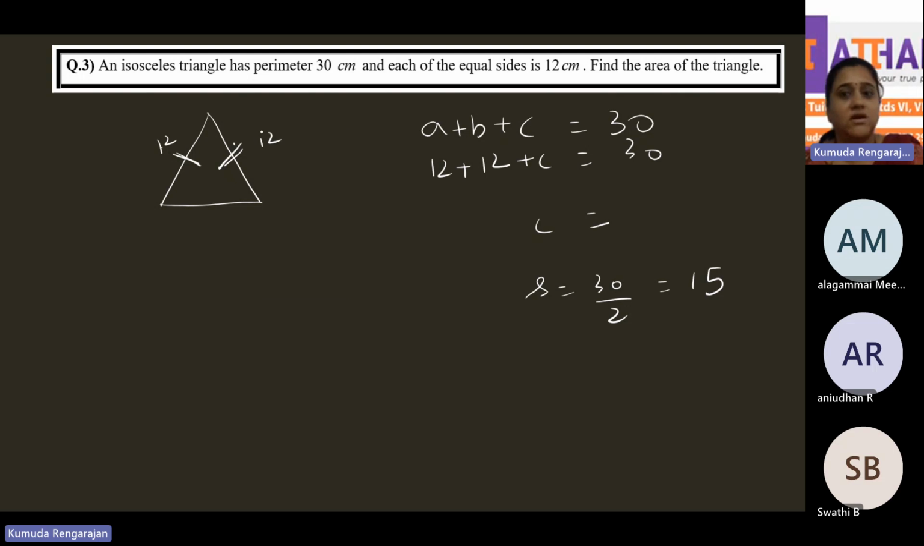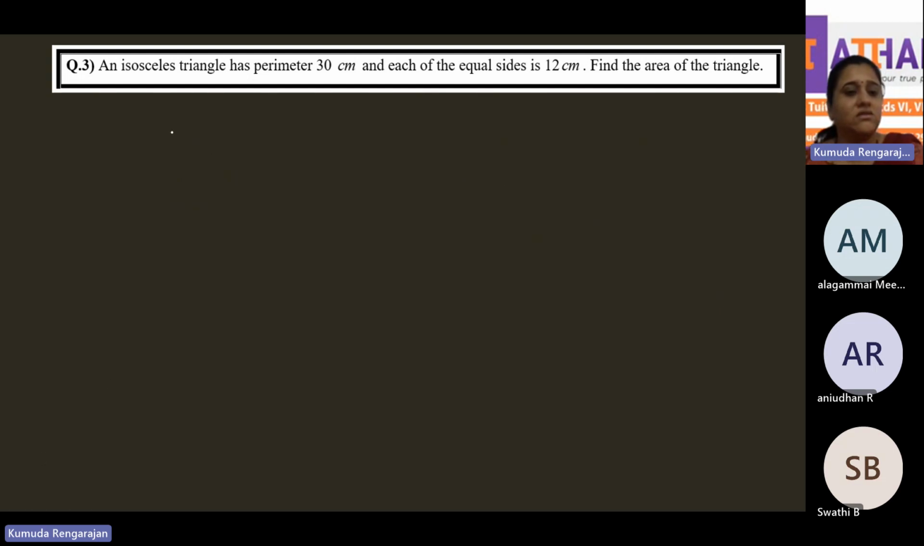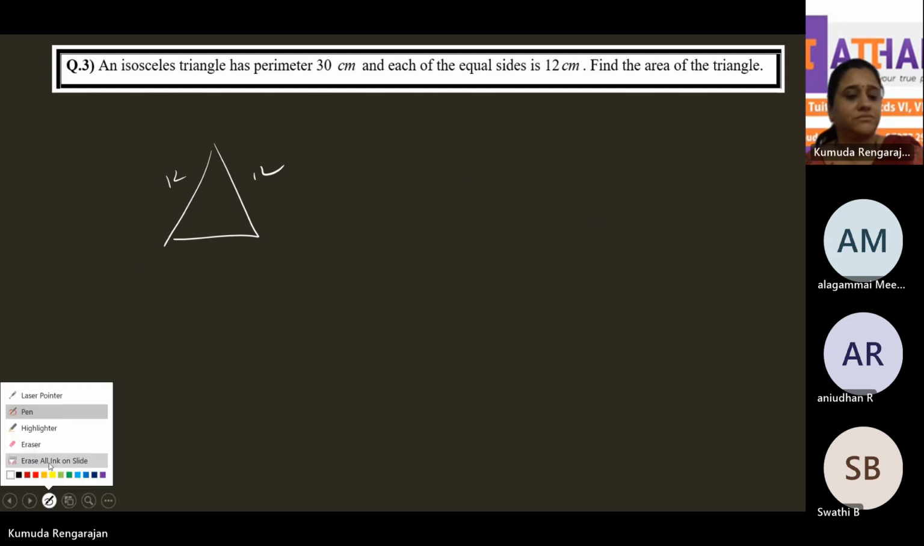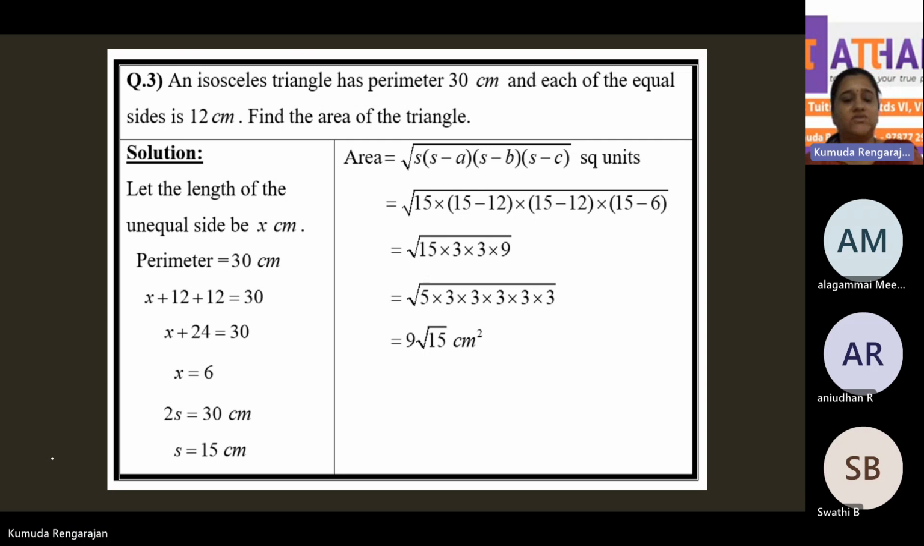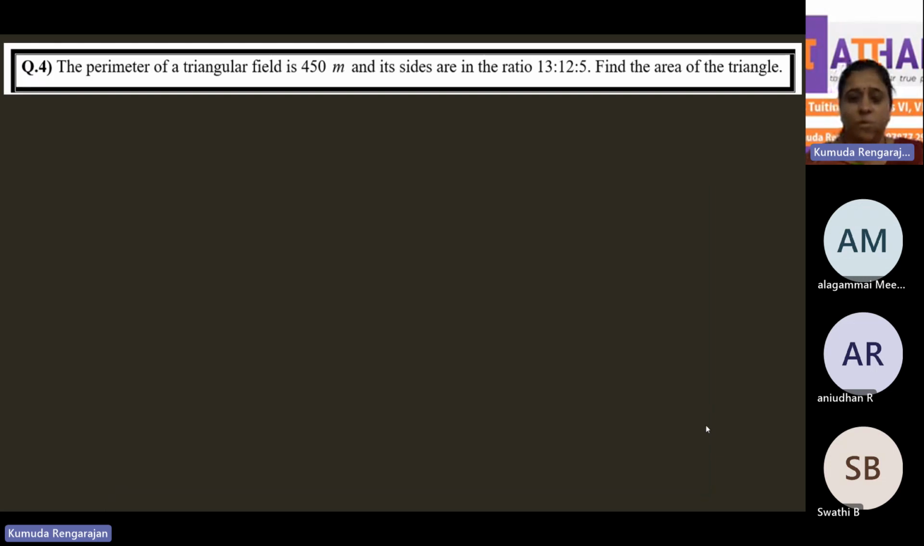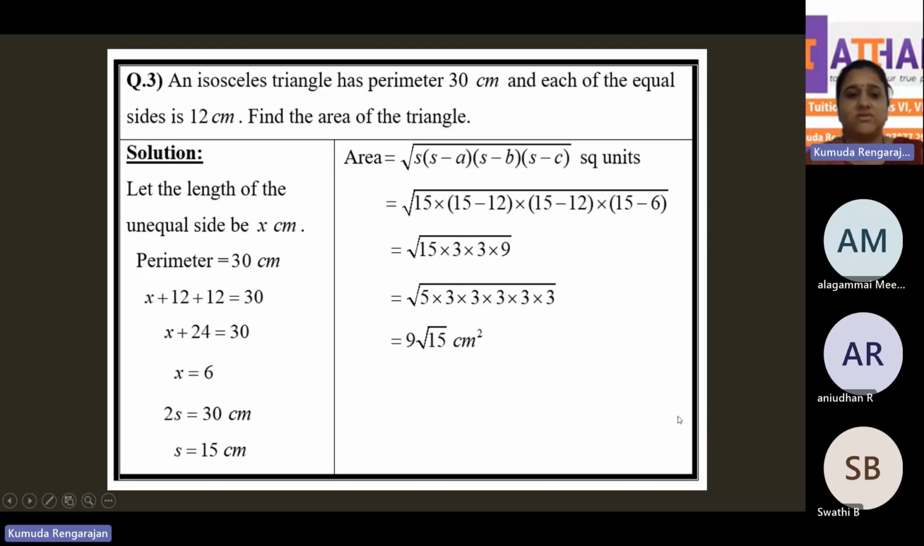Because it's isosceles, two sides are equal. So 12, 12. See, now the doubt will be: equal sides 12 centimeters, is it 12 by 2? Don't get confused. Equal sides is 12 centimeters, so that means each is 12 centimeters. You don't have to see the slide and work, but if you want, you can make use of it. The question is right on top.